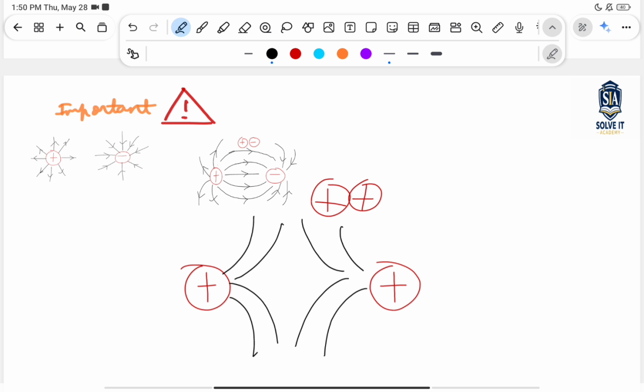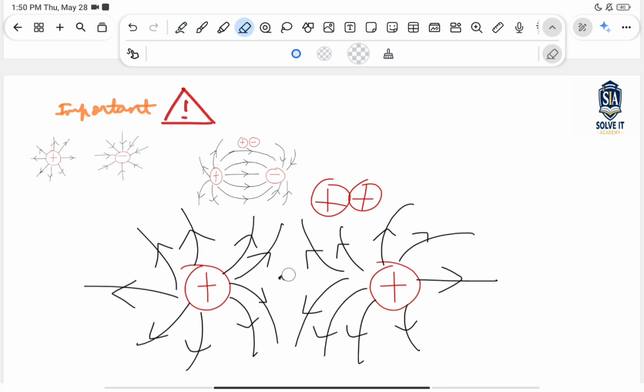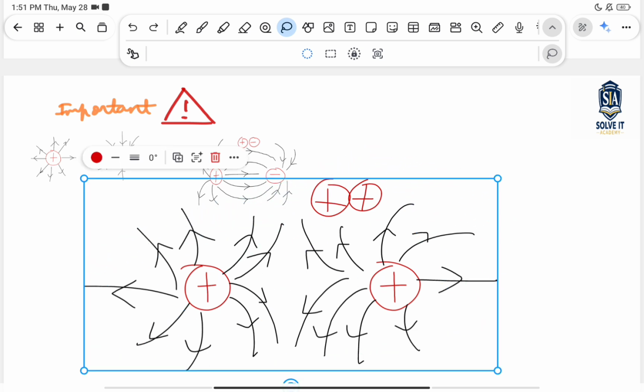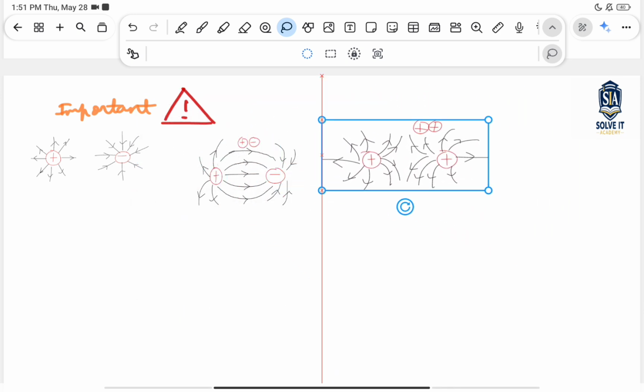Here the electric field lines are moving away. Both are moving away from the charges. There is no field here. There will be no field here. Is this clear? Very important. If this is clear, then we will move to the next configuration.